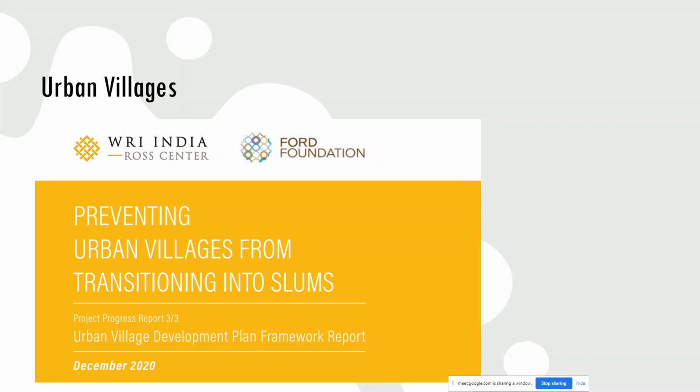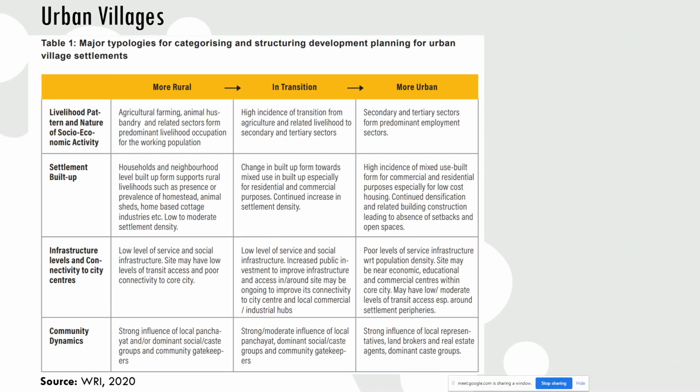So this particular organization, WRI, tries to provide a development plan framework: how to prepare a development plan and how to let these urban villages develop. It is context specific, and addresses how to redevelop these urban villages so that they don't behave like slums in the future. This is the major focus. They wanted to develop a methodology to prepare development plans for these urban villages. This was published in December 2020.